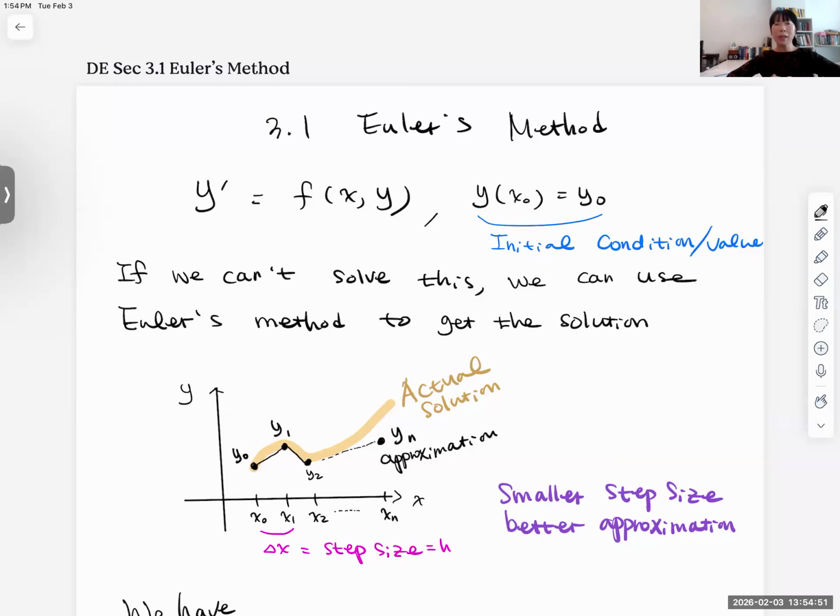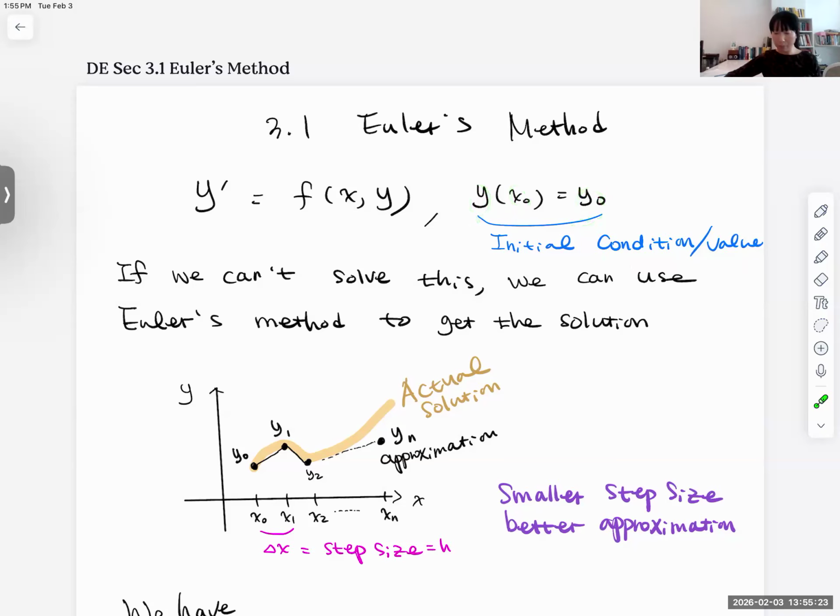Hello everyone. Today we are going to learn 3.1 Euler's method. So we have the format of a differential equation: y prime equal to a function in terms of x and y. Then we have the initial condition, initial value y of x naught equal to y naught.